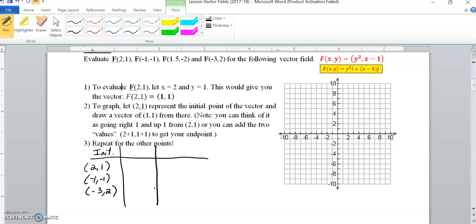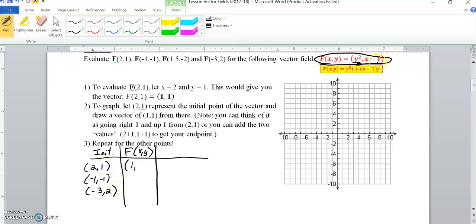Column 1 is your initial point. Column 2 is the evaluated f of x, y. So if we plug 2, 1 into the equation we're evaluating, where does the endpoint end up going from 2, 1? The x term goes to a value of our original y term squared. Our original y term was 1, so we take 1 squared. So our new x term is just 1.